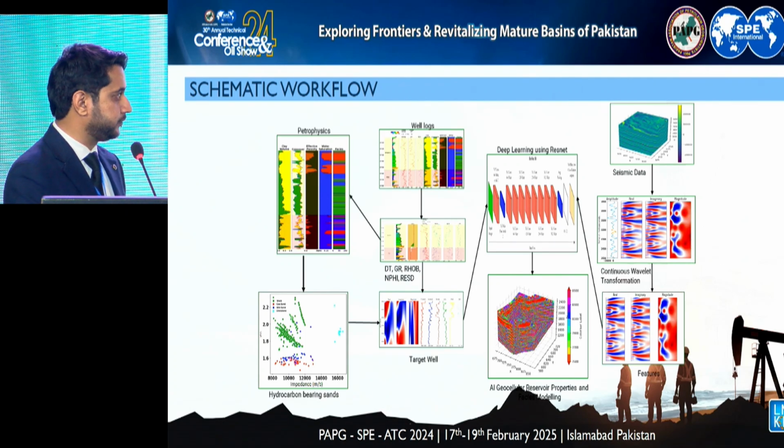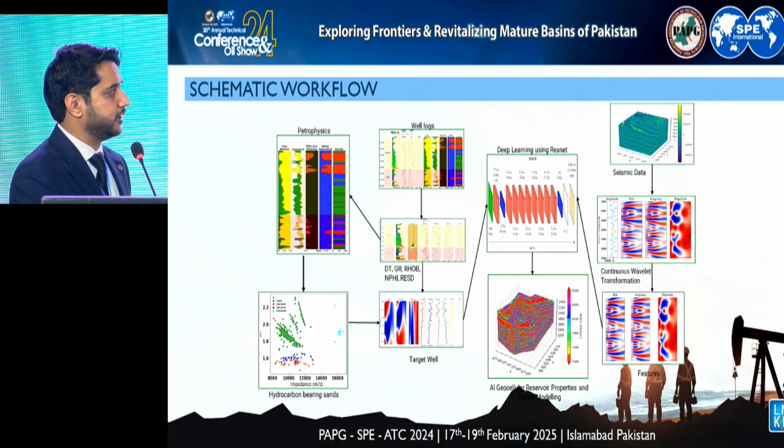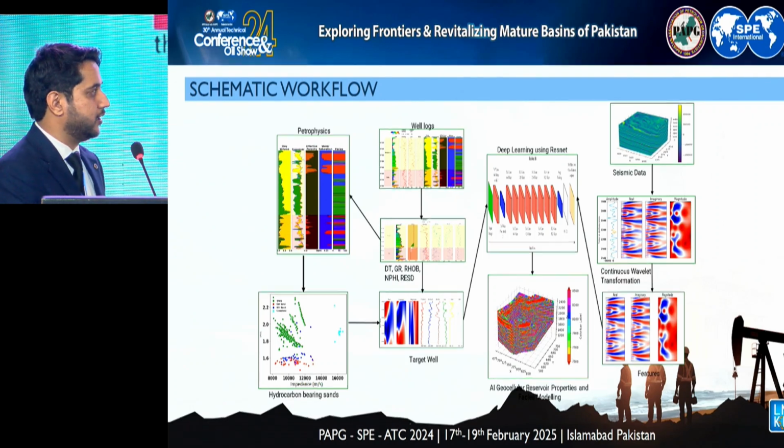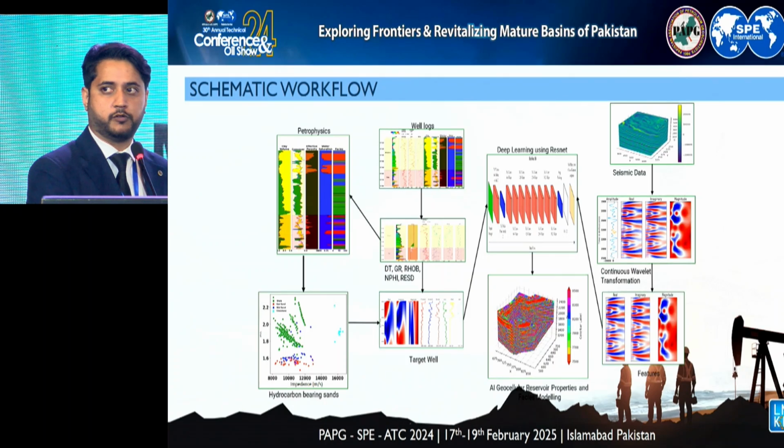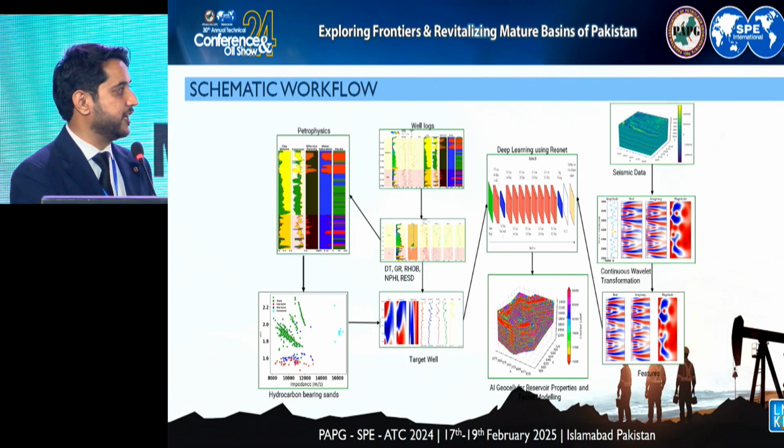And then, concurrently on the other side, we also used the seismic data, and we modeled the horizons. After modeling the horizons, we used a continuous wavelet transformation. What it does is it splits a wave into three principal components: the real, the imaginary, and the magnitude.